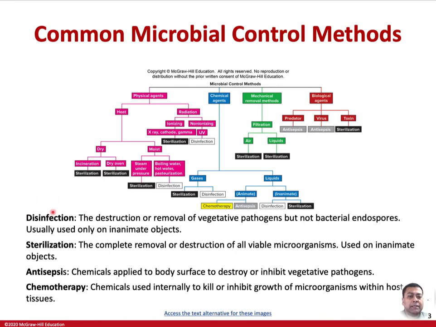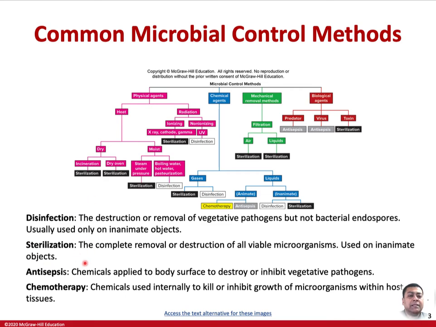So the first thing is disinfection, which is defined as the destruction or removal of vegetative pathogens. That means actively dividing pathogens, but not bacterial endospores, which are in the dormant form. It is usually used only on inanimate objects as well. So you cannot use it on your skin or internally. So this is the process of disinfection. And which are the processes? Here you can see in the white: disinfection, disinfection, disinfection. These are some of the processes, and we're going to discuss those in detail.